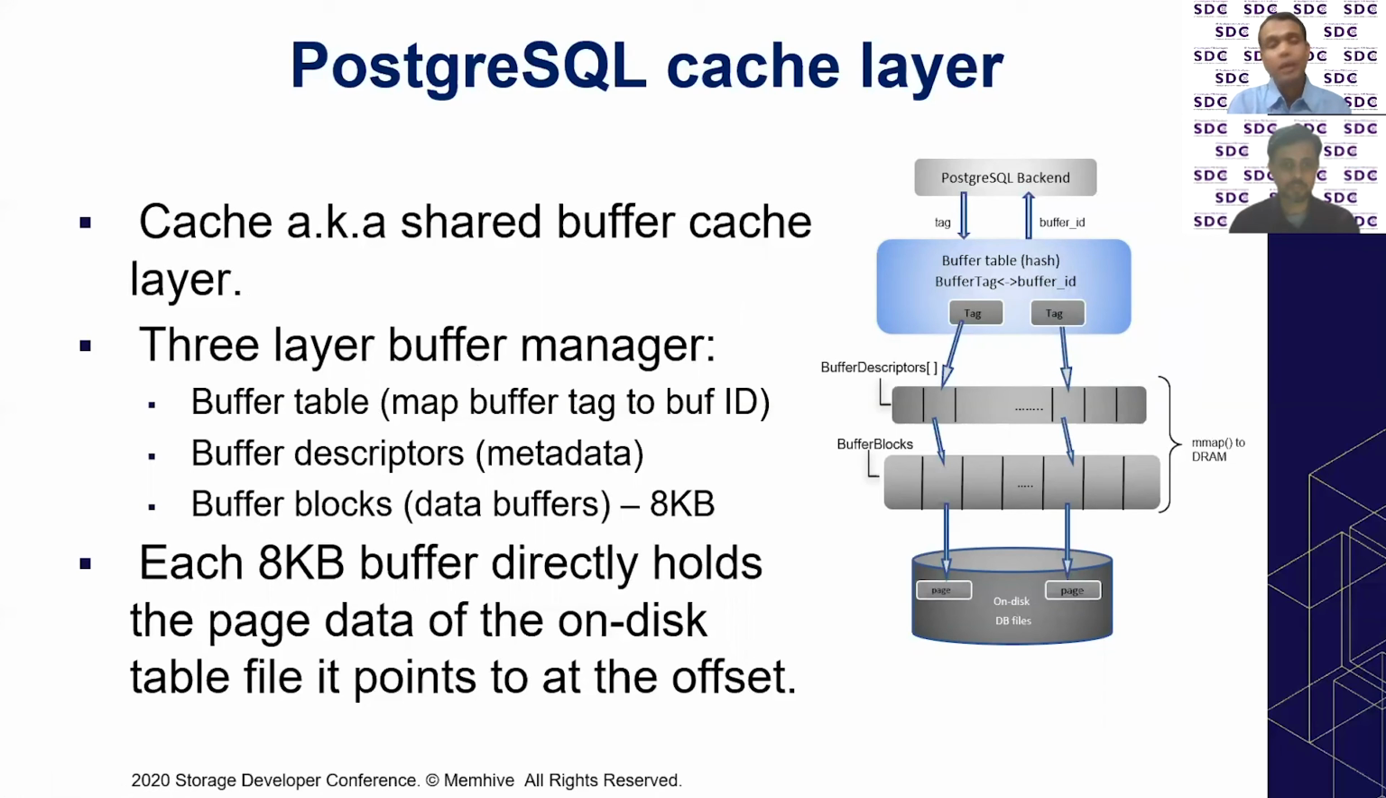The buffer ID is nothing but an index into an array of buffer descriptors. Each buffer descriptor points to its corresponding buffer. The descriptor also has the state of the buffer and has links to the free list chain among other fields. The buffer layer is a contiguous array of fixed size buffers, typically 8K, which is the page size of Postgres. Each buffer holds an exact copy of the page in the relation file.